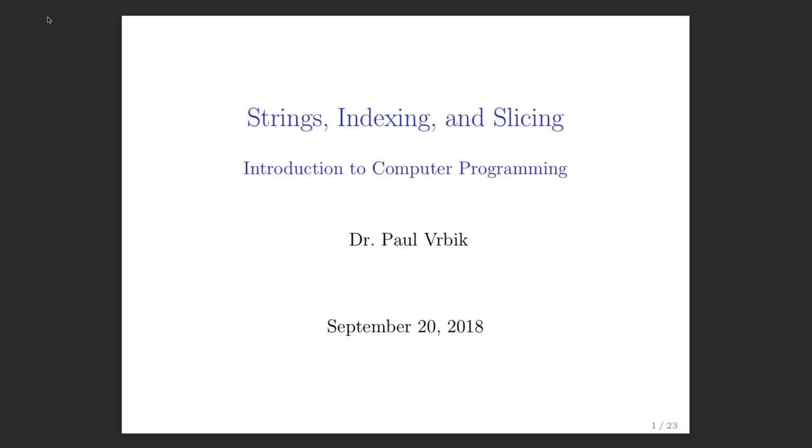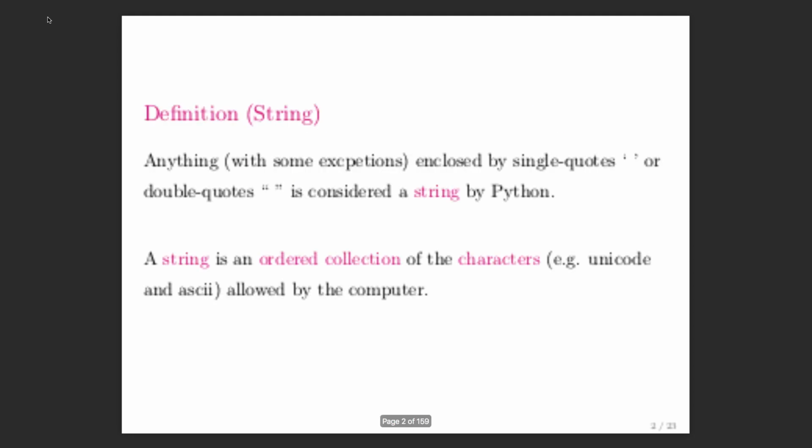So today we're going to be talking about strings, indexing, and slicing. And this is somewhat exciting because to get a new data type is cool, but this data type is somehow real, right? It's very close to a list or a set. So this is a much more sophisticated data type than anything that we've given you so far, right? So what is a string? Well, anything, with some exceptions, but nothing really you need to be concerned about. So anything enclosed by single quotes or double quotes is considered a string by Python. So a string, technically, is an ordered collection of the characters, and characters are defined by organizations.